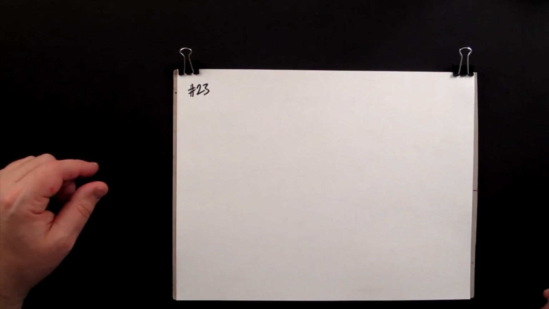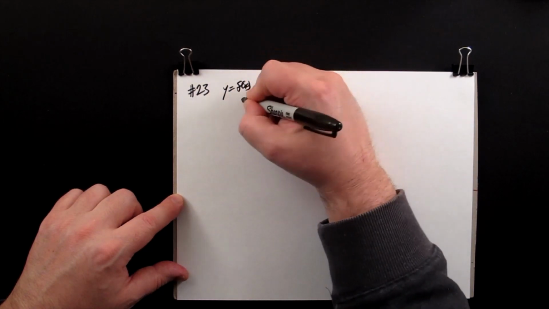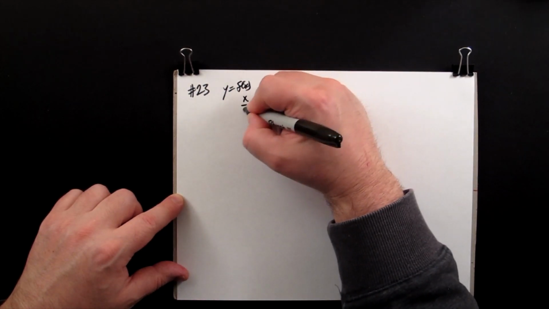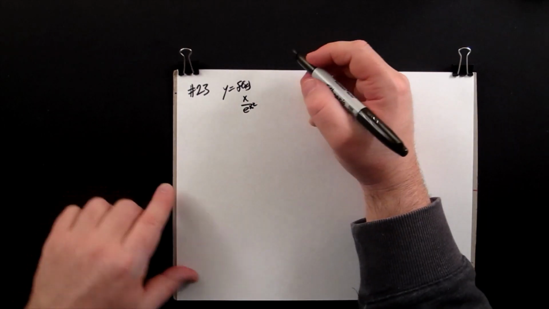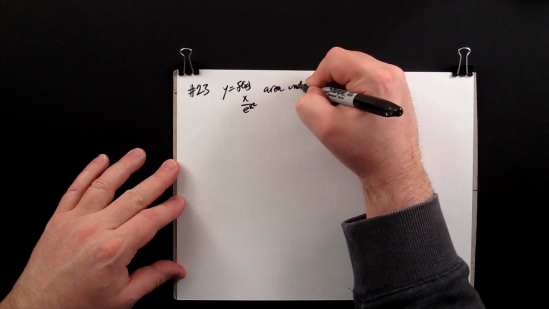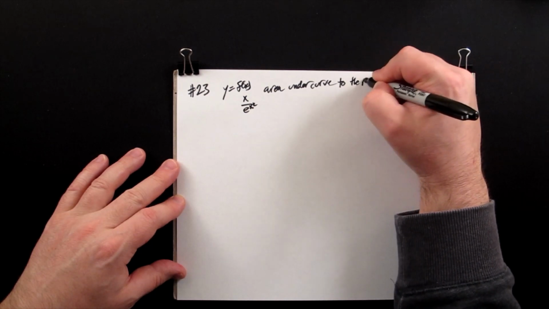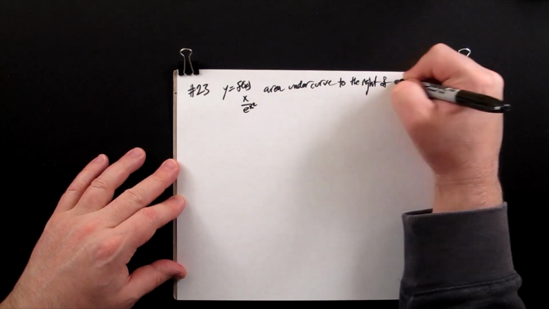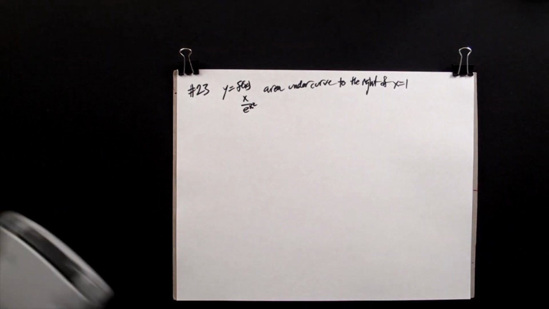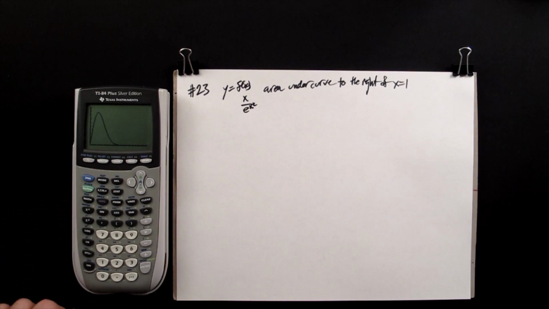So this time, for 23, find the area if it exists under the region of the graph. We have some function, which is x over e to the x squared. So we want to find the area under the curve to the right of x equals 1. So I could sketch it. That's what the curve looks like.